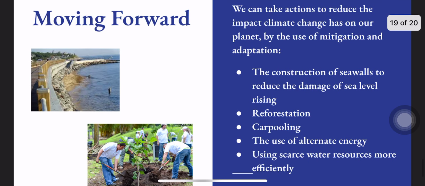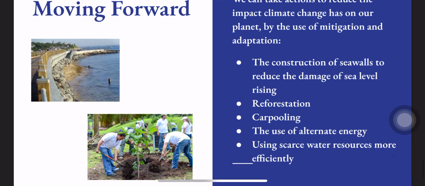Moving forward, we can take actions to reduce the impact climate change has on our planet by the use of mitigation and adaptation. The construction of seawalls to reduce the damage of sea level rising, reforestation, carpooling, the use of alternate energy, and using scarce water resources more efficiently.